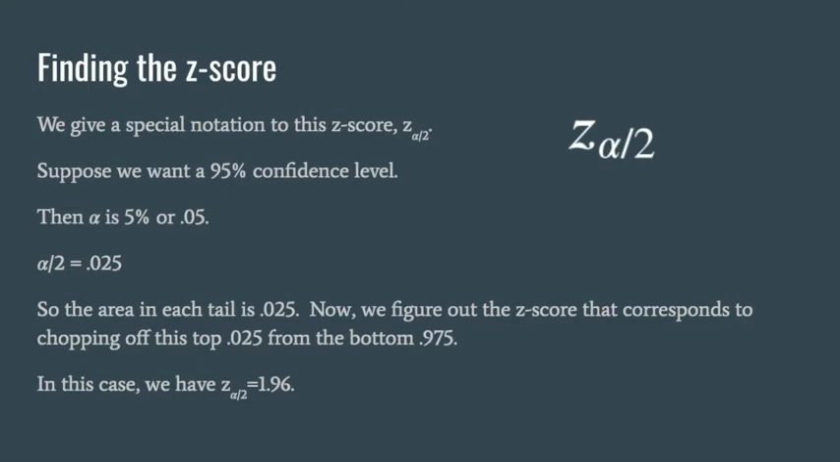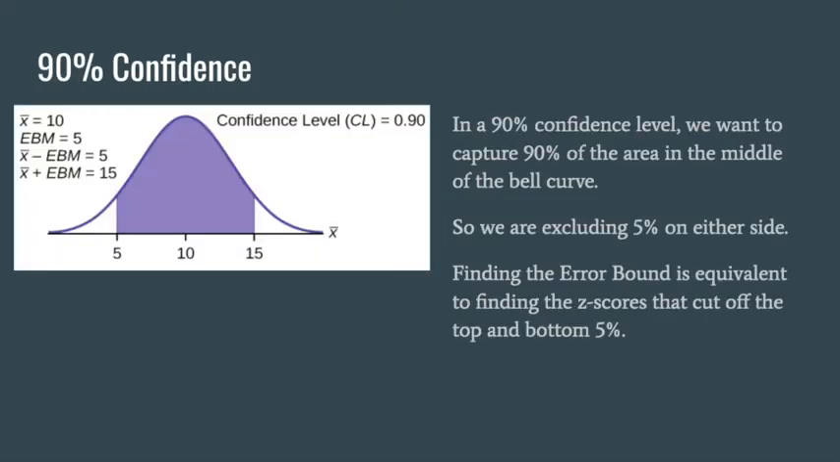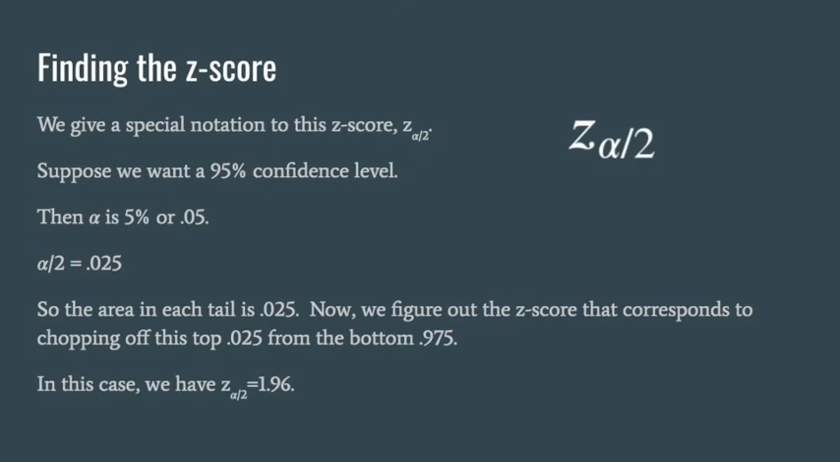I made it big over here on the right hand side just because I was afraid that the first one on the first line might be small or fuzzy on the video, but it's z with a subscript alpha over 2. Now, suppose we want to find a 95% confidence level. All right, so our alpha is 5% or 0.05. So our alpha over 2, just dividing alpha by 2, would be 0.025. So that means that in each of the tails where the white space is under the curve, each of those tails has 0.025 in it for this example.